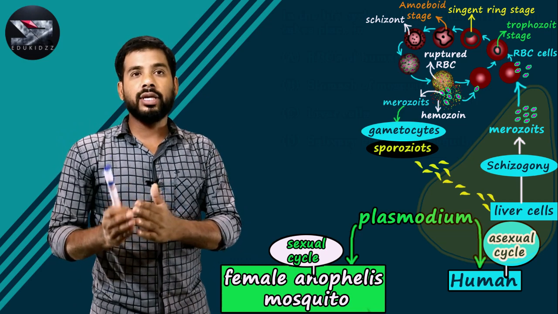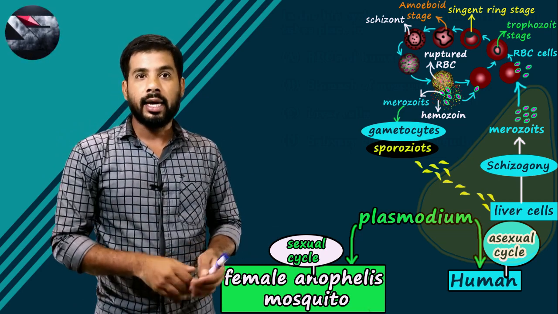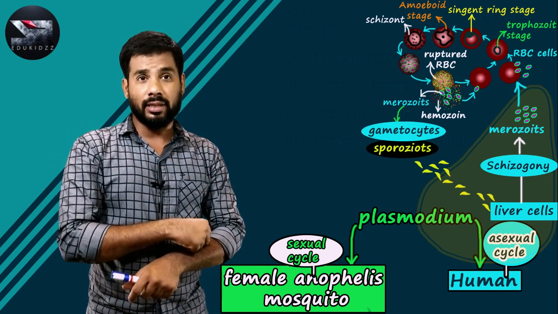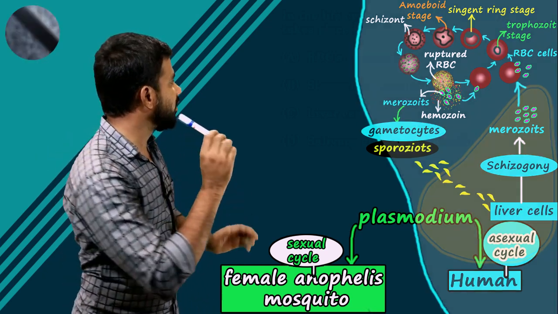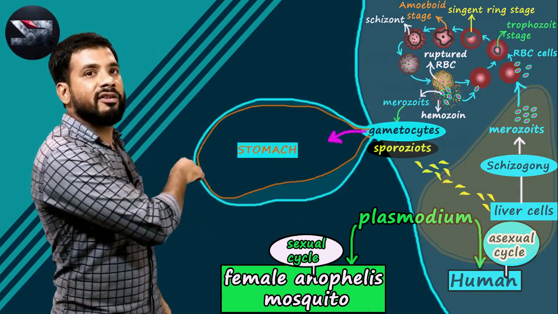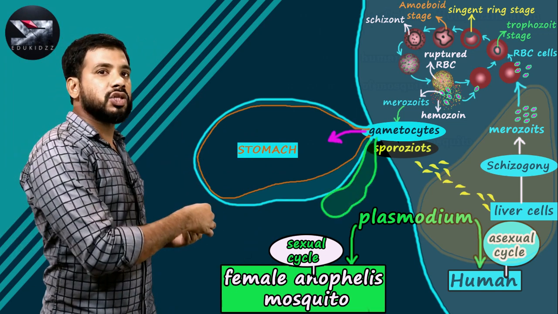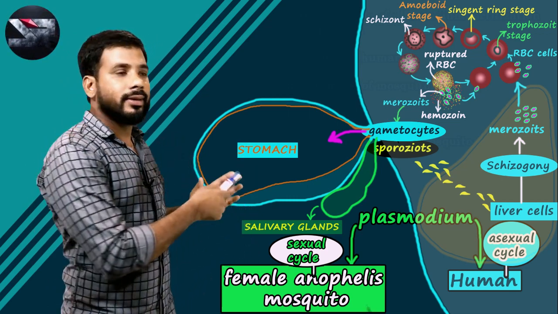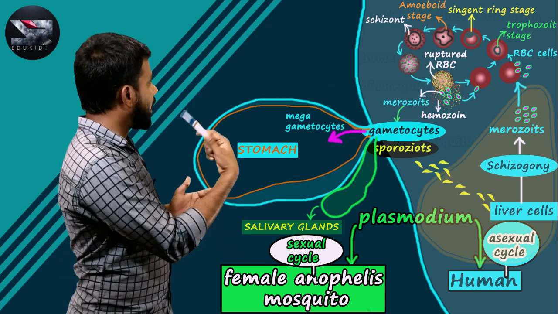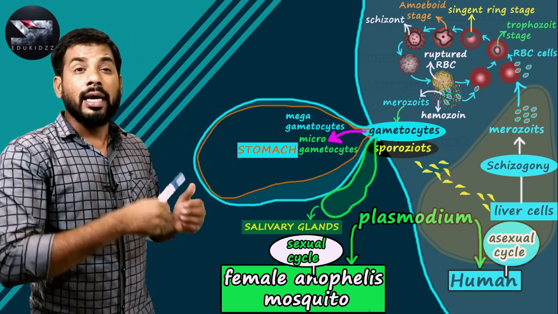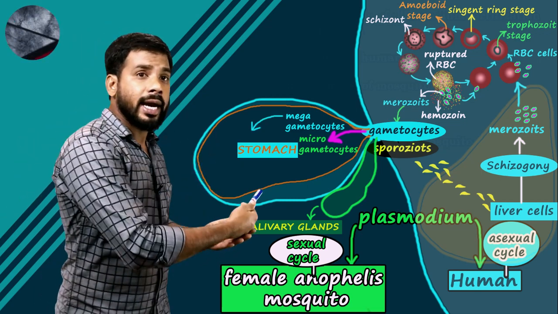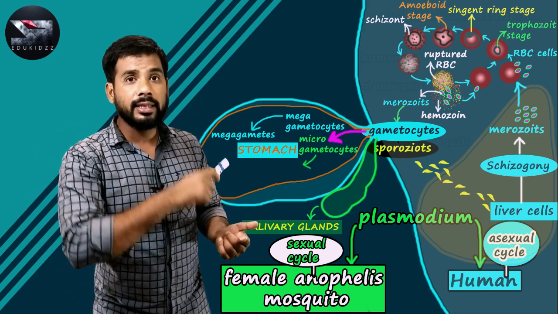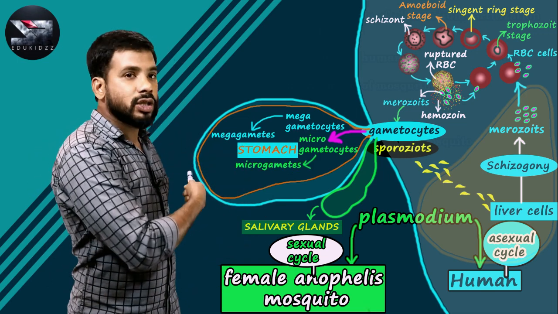There are 2 gametocytes, megagametocytes and microgametocytes. At this stage, if a female Anopheles mosquito bites the infected person, these gametocytes enter the stomach of the female Anopheles mosquito. Along with the stomach, the salivary gland is also involved in this cycle, which I will explain later. The megagametocytes develop into megagametes, called female gametes, whereas microgametocytes convert into microgametes, or sperms.